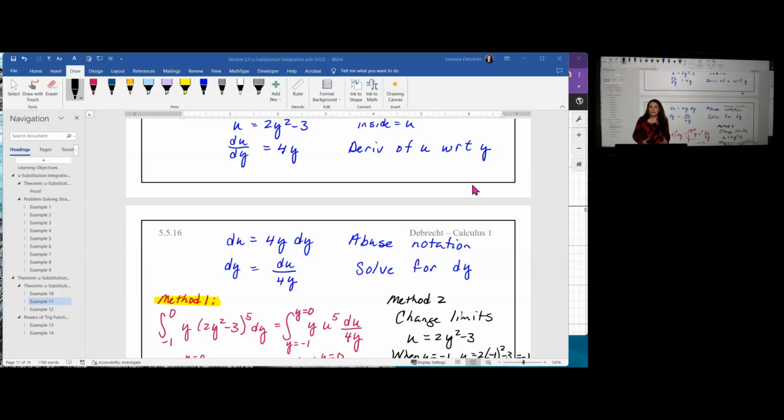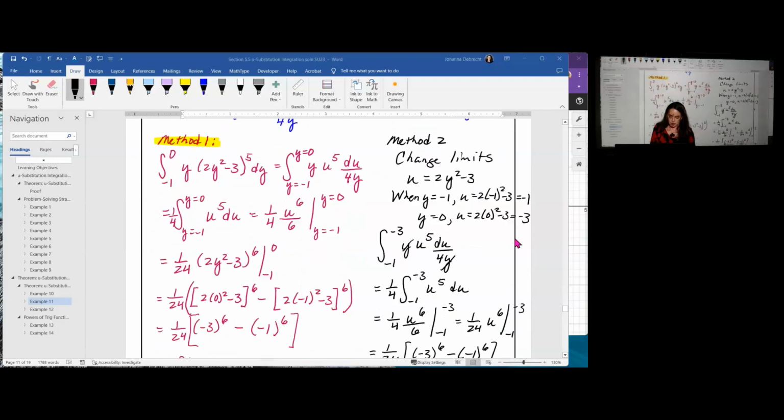I've worked both this time, though I won't the next time, just so you can see how they play out. I think with method 2, the calculations become, well, a little easier. When I look at method 1, I go ahead and make the substitution for u and for dy.